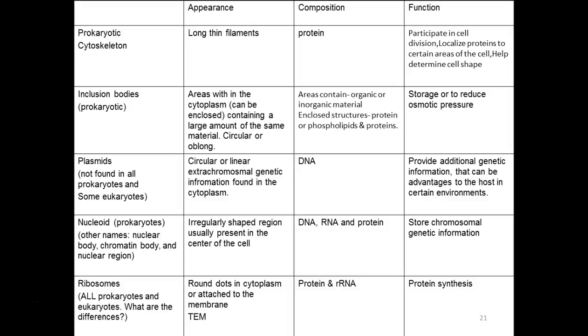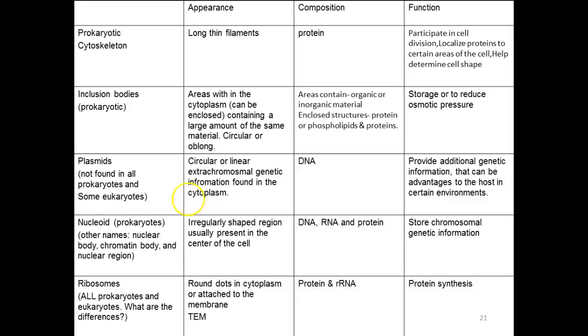Their shape can be circular or even oblong, and that really depends on how it's enclosed. Is it enclosed in protein or phospholipid proteins, and what's in it? Is it organic or is it inorganic? And the function, of course, is storage and reducing osmotic pressure. Plasmids are not found in all prokaryotes, right, but it's very common. And some eukaryotes, we've seen it. It's commonly circular, but it can be linear, and it's extra chromosome, so extra DNA. Therefore it's an extra advantage if they have it, right? More information. You can do more things with more information.